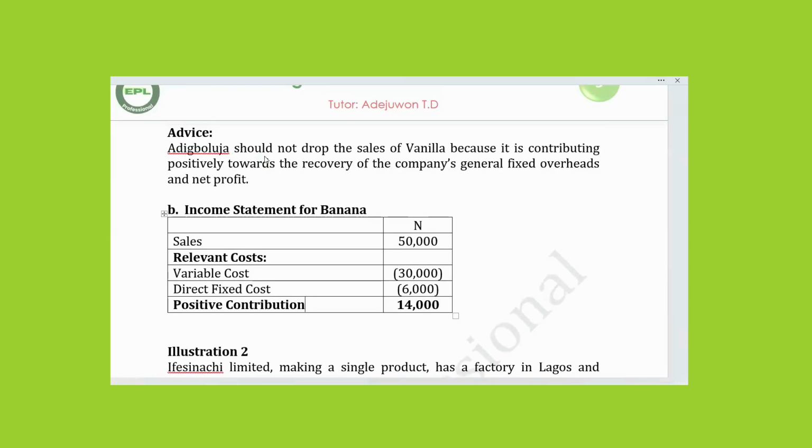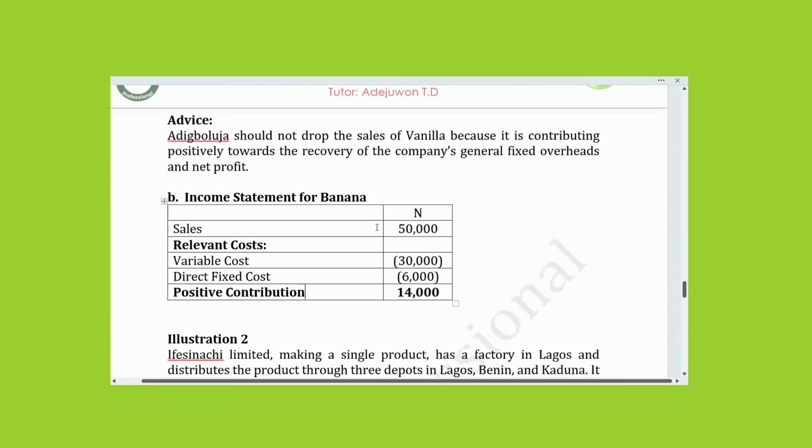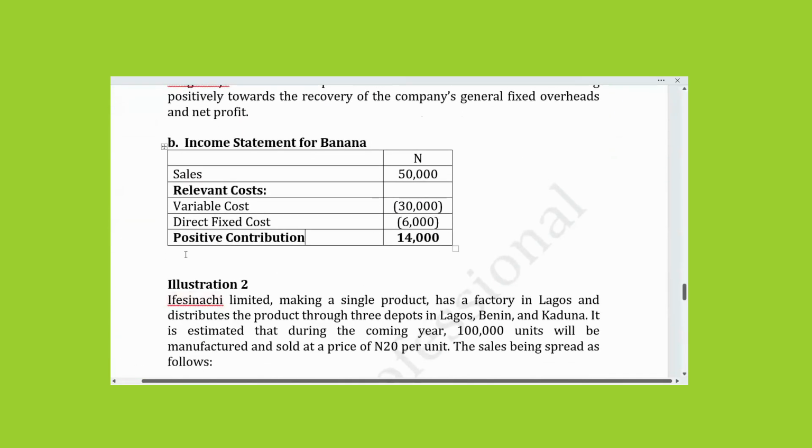So what should be your advice? The contribution of vanilla is 10,000. Contribution of banana is 14,000. So our advice should be that the company should switch resources of producing vanilla to producing banana in order to earn additional contribution of 4,000 naira. That is the difference between 14,000 and 10,000 naira.